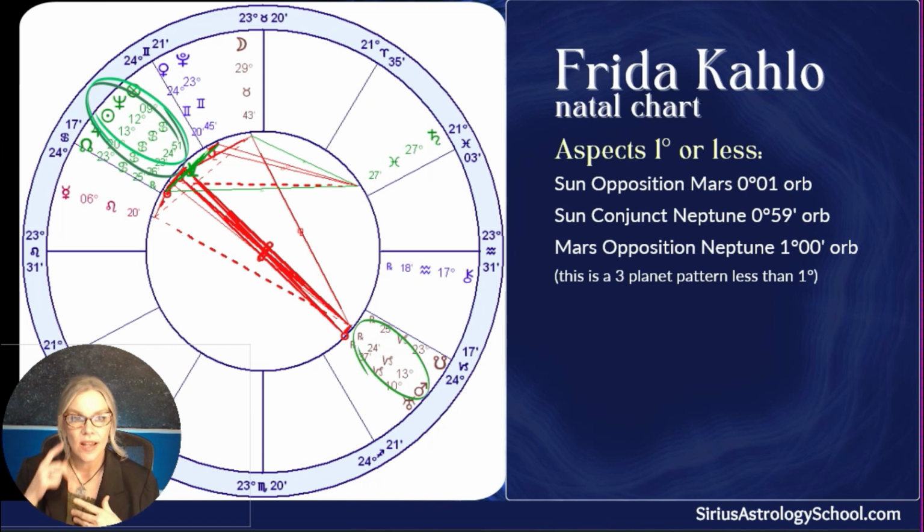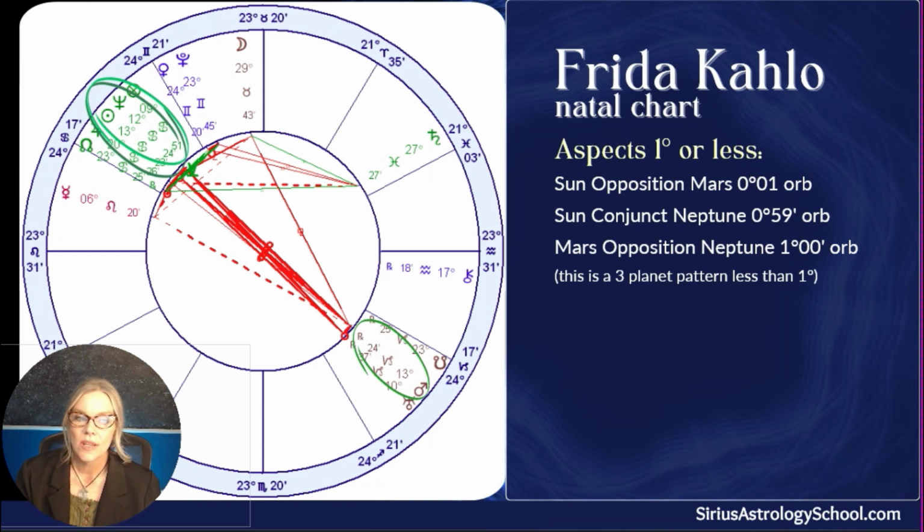She also has the Sun again up at the top, conjunct Neptune, also circled, and there's a 59-minute orb there. That's 59 minutes, so it's almost a degree. But remember, I'm looking for a degree or less for these aspects in the natal chart. She also has Mars opposition Neptune, and that is exactly a 1 degree orb. So these 3 planets actually create a very strong aspect circuit or pattern, if you will, in the natal chart.